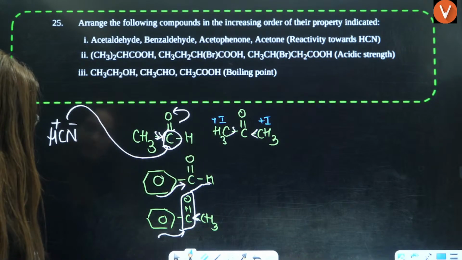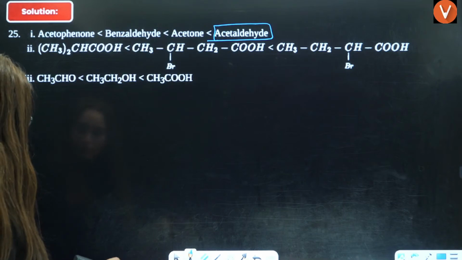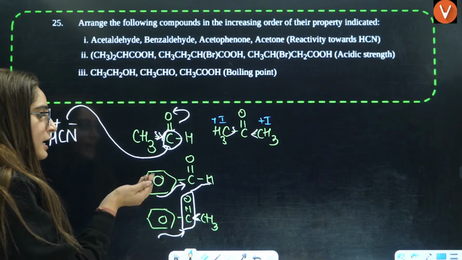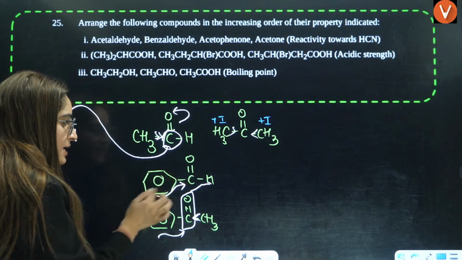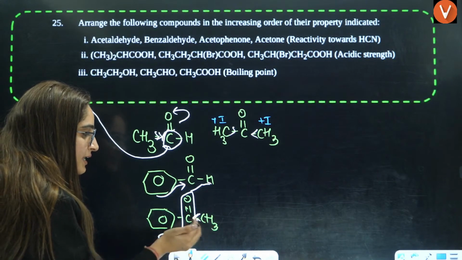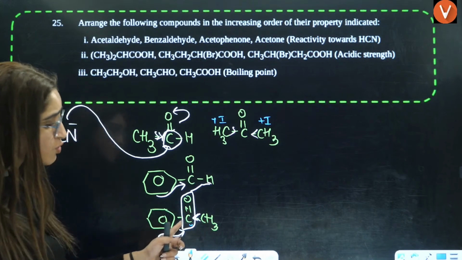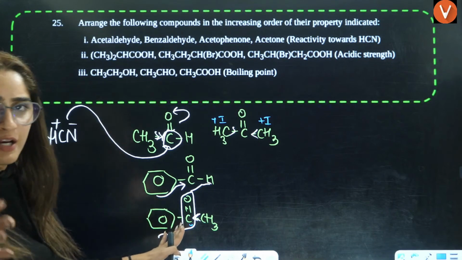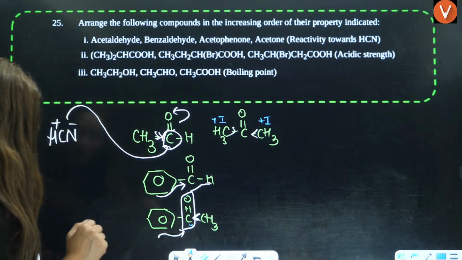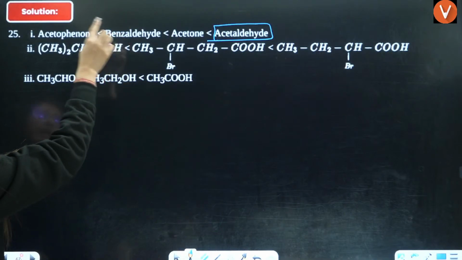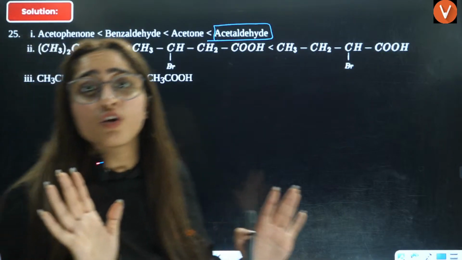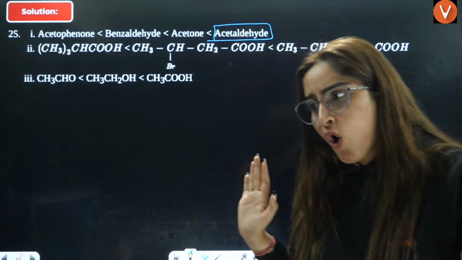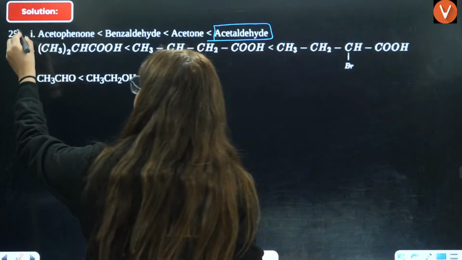So after that you will have acetone. Now between this and this, here you are taking money from benzene, and here you are taking money from benzene and CH3 both. So here you have the richest person, who will not take money from outside. That is why after this you will have benzaldehyde, then acetophenone, because acetophenone is very rich and very satisfied with its life. Okay, understood. So this question is done.